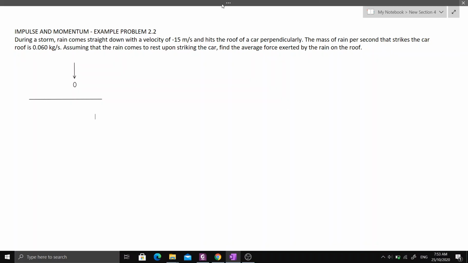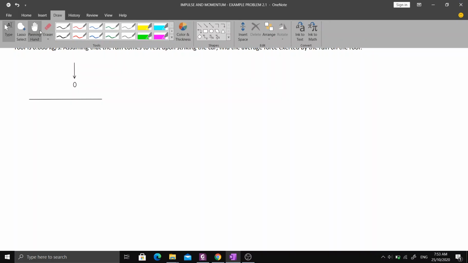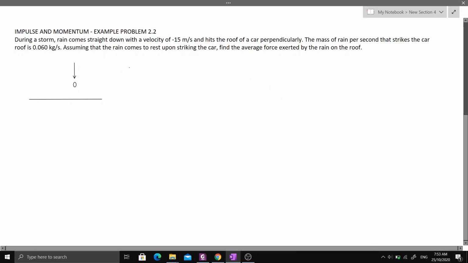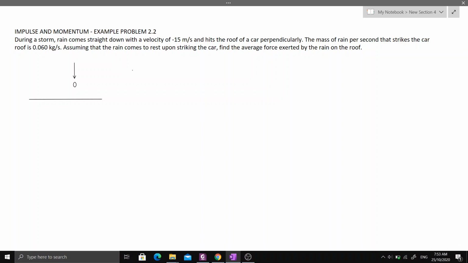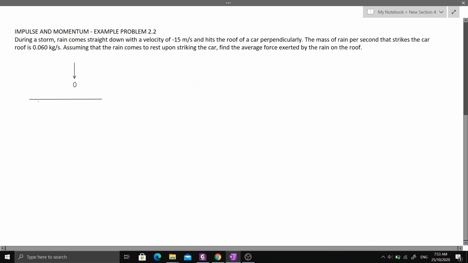So, example problem 2.2. During a storm, rain comes straight down with a velocity of negative 15 meters per second and hits the roof of a car perpendicularly. The mass of rain per second that strikes the car roof is 0.6 kg per second. Assuming that the rain comes to rest upon striking the car, find the average force exerted by the rain on the roof. So, let us assume that this is the roof of the car and this is the raindrop.